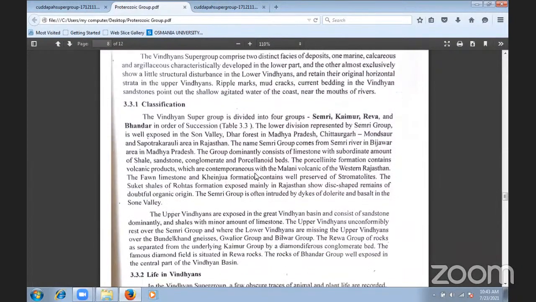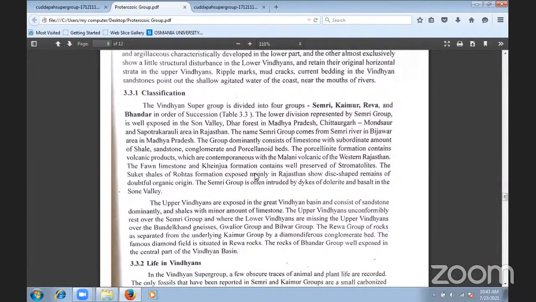Now coming to the classification. The Vindhyan group is divided into four groups: the Semri, Kaimur, Rewa, and Bhander, in order of succession. The lower division, represented by the Semri group, is well exposed in the Son Valley and Dhar forest in Madhya Pradesh, and in Chittorgarh and Neemuch in Rajasthan. The name Semri group comes from the Semri River in the Bijawar area of Madhya Pradesh.